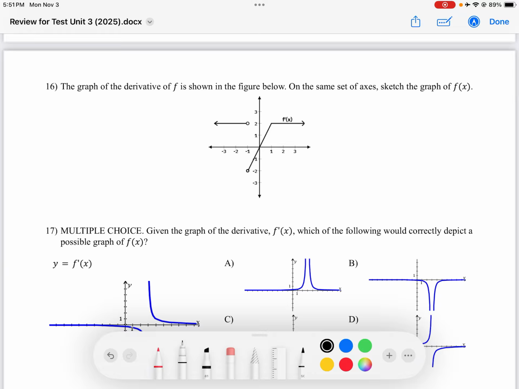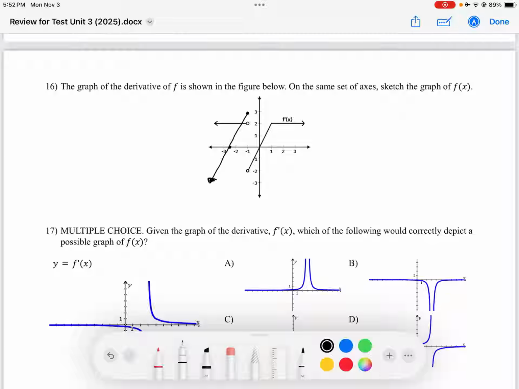So I don't know exactly where it starts. Let's just say it starts here. And it needs to have a slope of 2. So I need to go down 3 over 1.5. So it would look like this. Now it could be anywhere, but it needs to have a slope of 2.